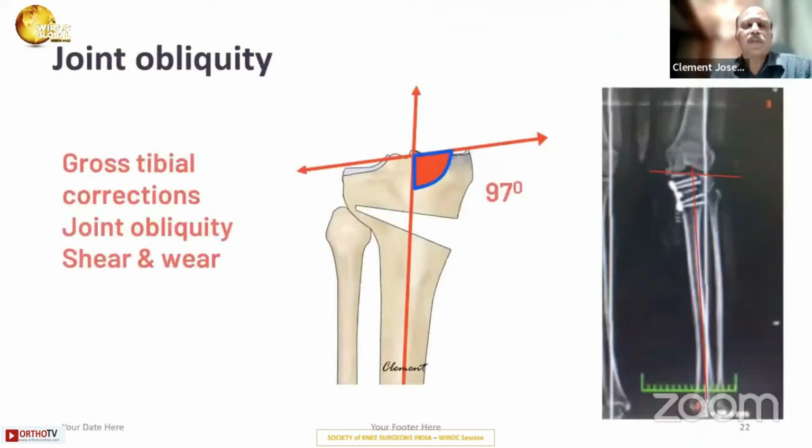For example, if you are doing gross corrections on the tibial side only, you can see in this particular case we have over-corrected in the tibia, which resulted in an MPT angle of around 97 degrees. You can see the joint surface is now oblique in relation to the perpendicular mechanical axis of the tibia, which can result in joint wear and shear and poor long-term outcomes following HTO.